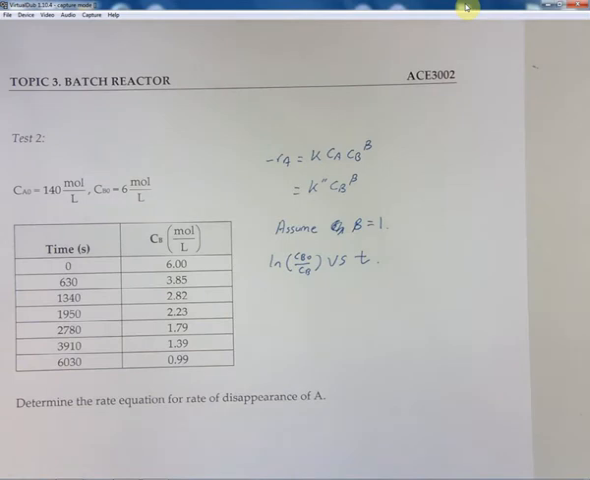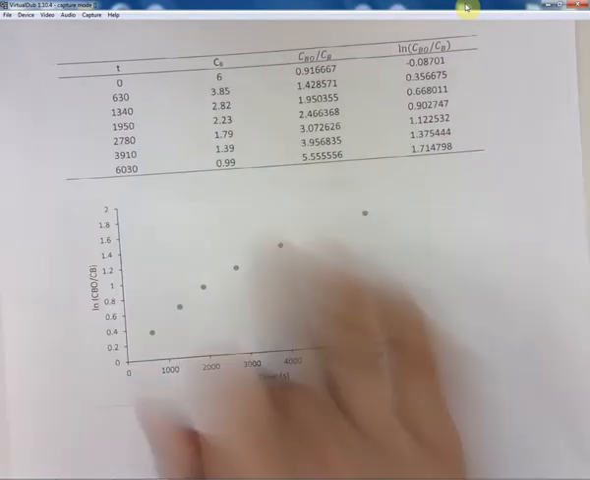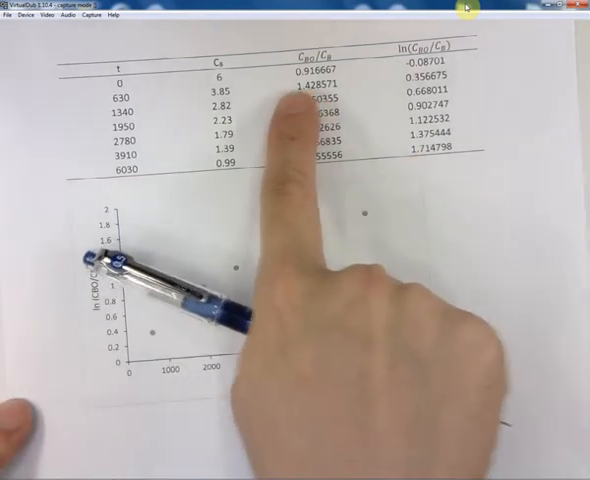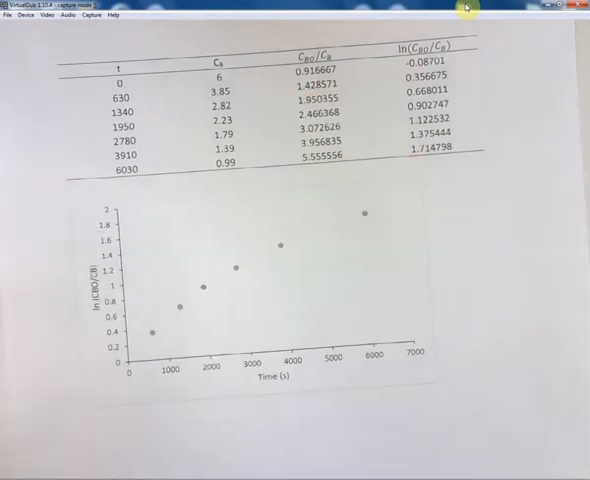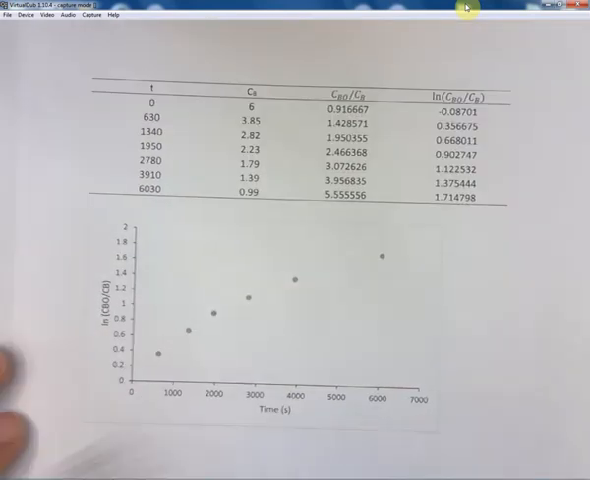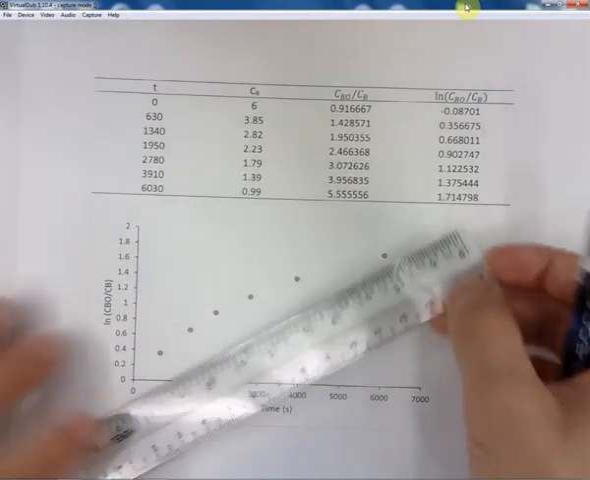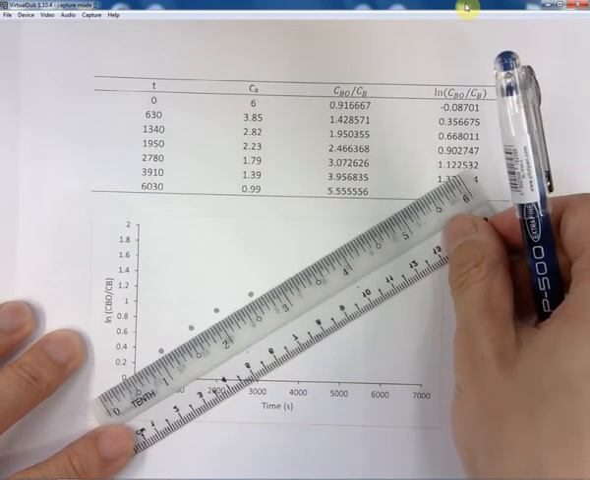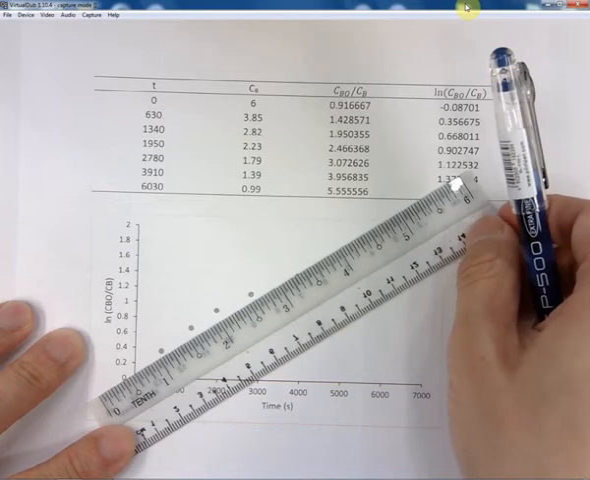We construct the table here. Similarly, this is Cb naught over Cb, and if we plot it, you find that we do not get a straight line. You see, it's too far off from a straight line.